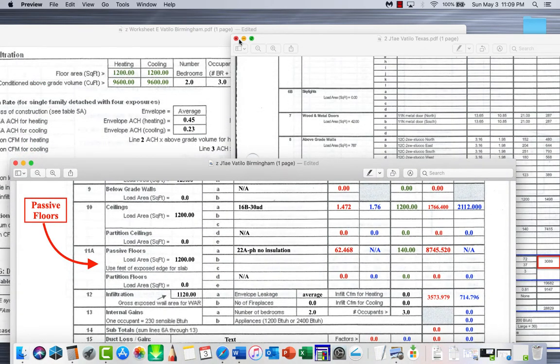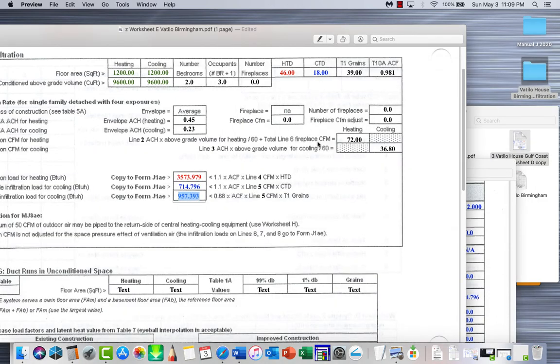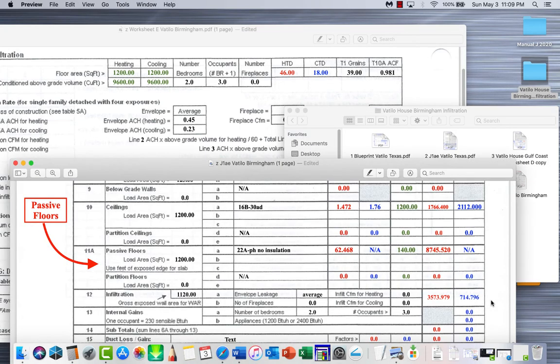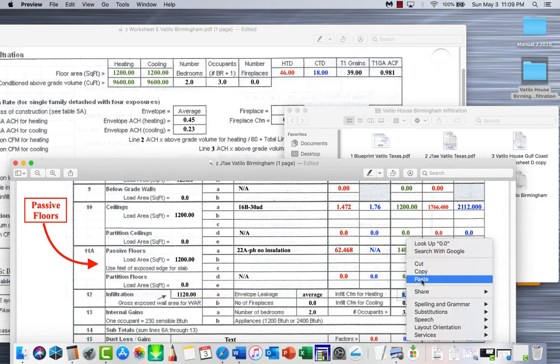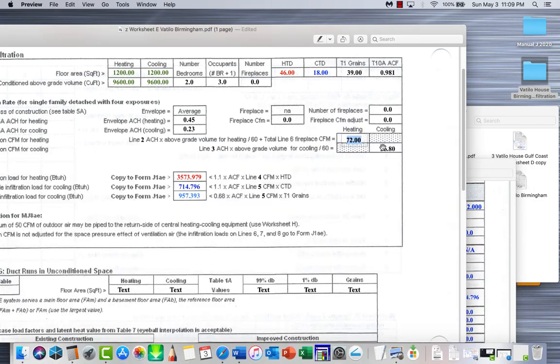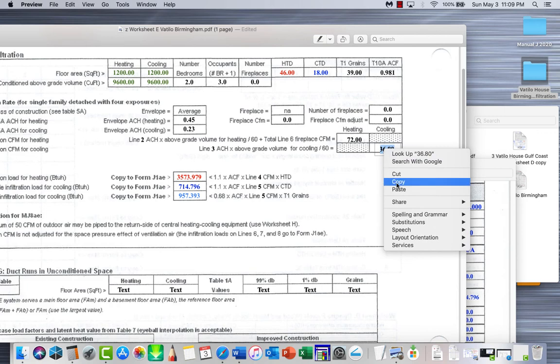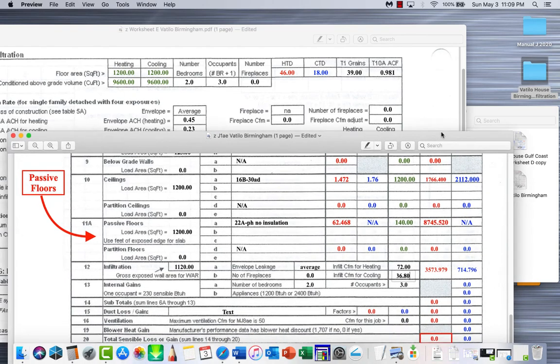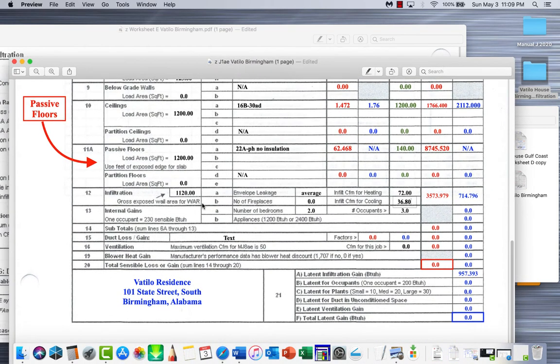If I can get to, let me close some of this. So 72 for our heating. Two goes here, and 36.80 goes right here. Infiltration for cooling. Okay, so we check everything out, make sure we got everything completed in through here.